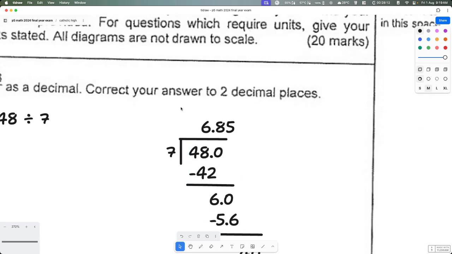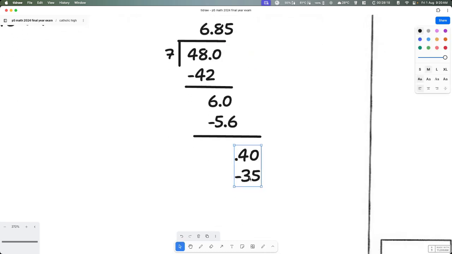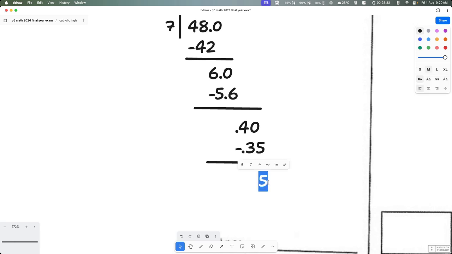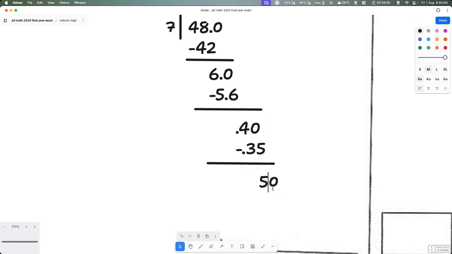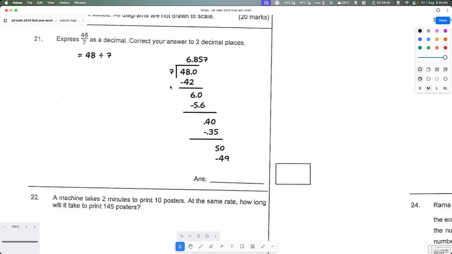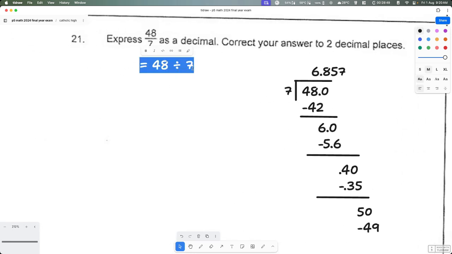So the thing is, correct your answers to 2 decimal places. So we need to have a third number at the end. So the 5 and then 0.35. And then what will this give us? This will give us 5, right? And then we cannot get 5 again. We will get 50, so it's 50. And for this we can minus 49 over here. Minus 49, and 49 is 7. Right. So this is the whole workings over here.